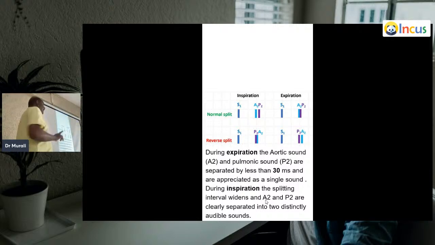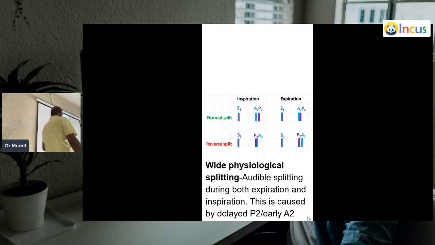Now, typically, normally during expiration, how much split is supposed to be there? Split is there, but it's not wide. So, less than 30 milliseconds. And during the inspiration, that becomes wider, right? So 30 milliseconds is the expected normal split during expiration, which becomes a little more wider during inspiration. But if it is wider than 30 milliseconds, even during expiration, that is abnormal. Agree? Now, so wide physiological splitting, why will it occur?